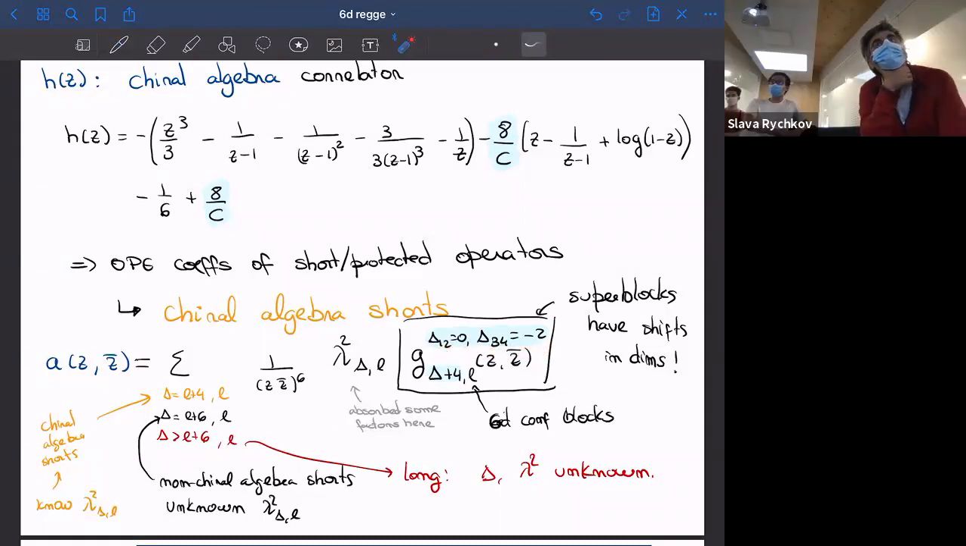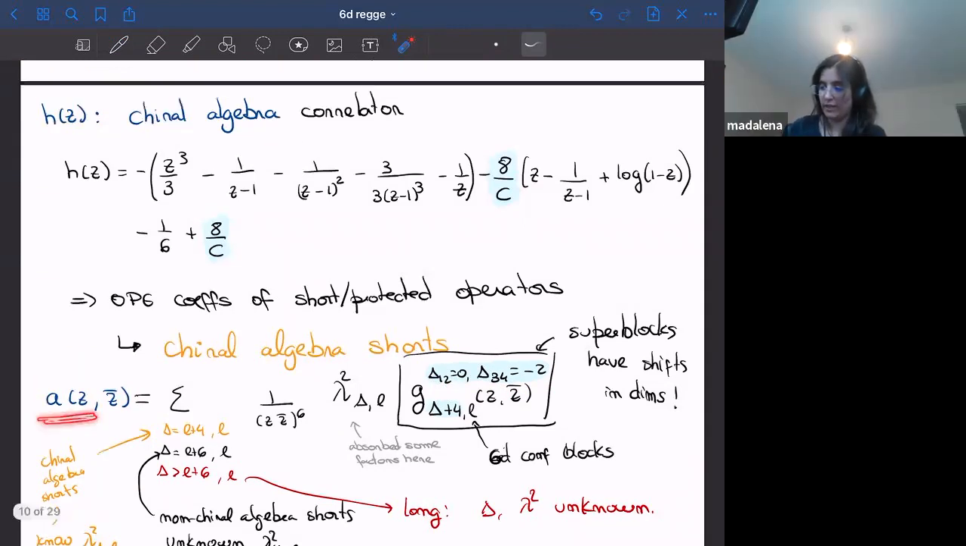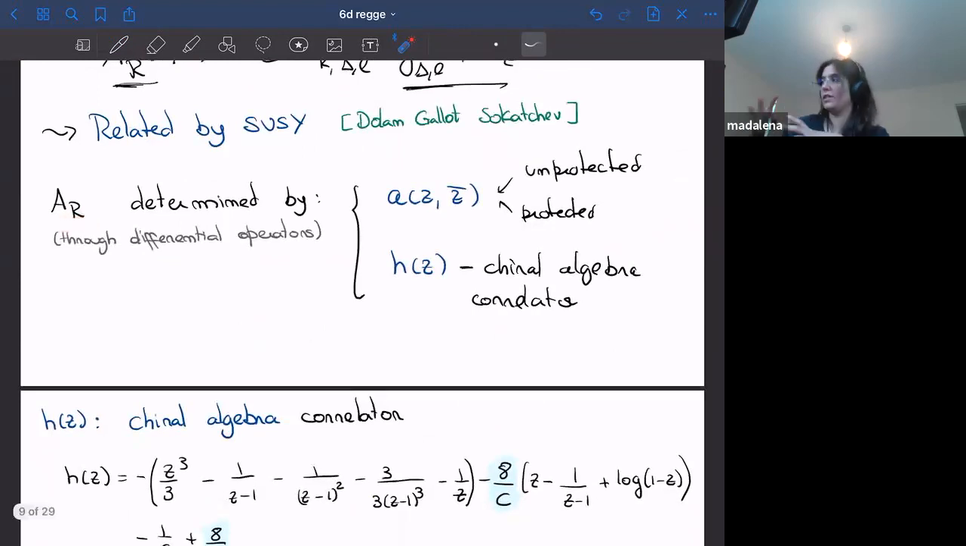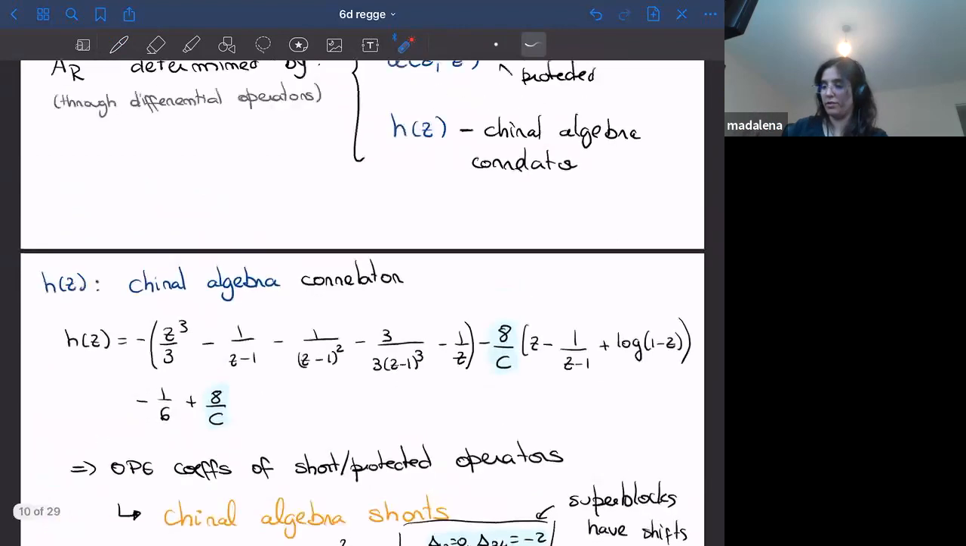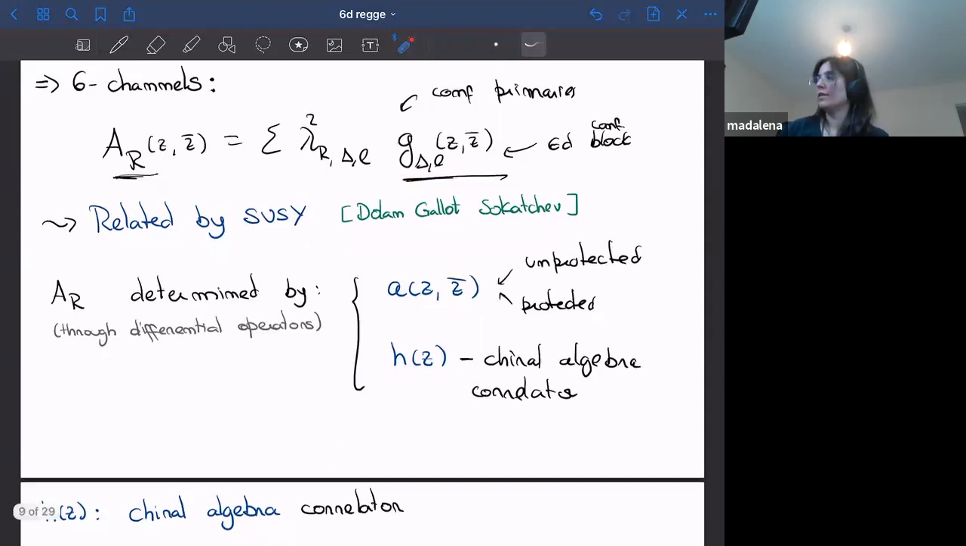Okay, thanks. And so once you act with these differential operators on these tiny a's to get the capital A's, magically acting with the differential operators on these shifted blocks will give you something you can decompose in a finite sum of conformal blocks. Sounds good.